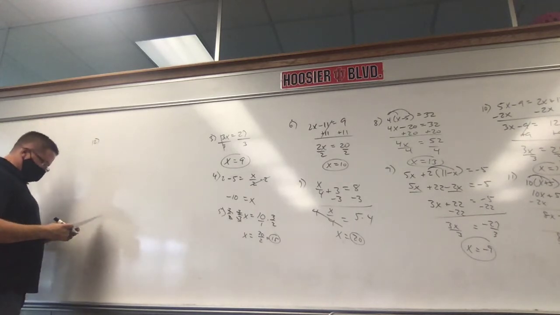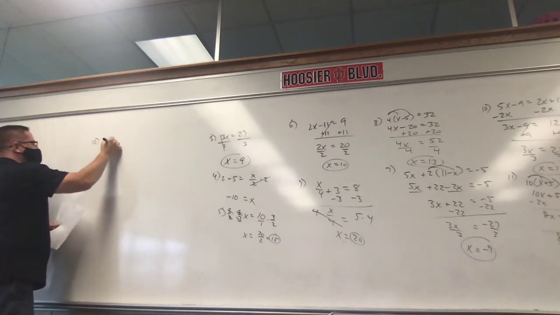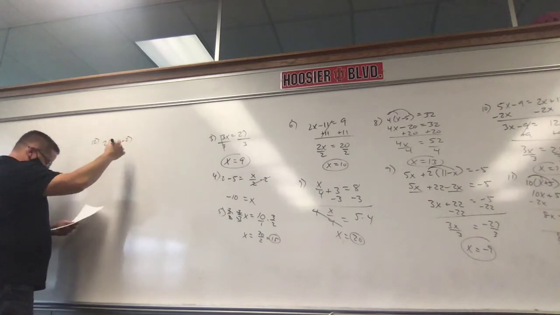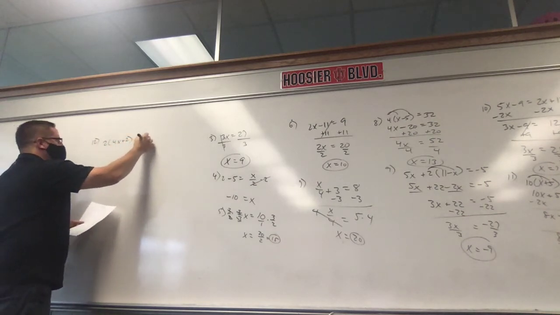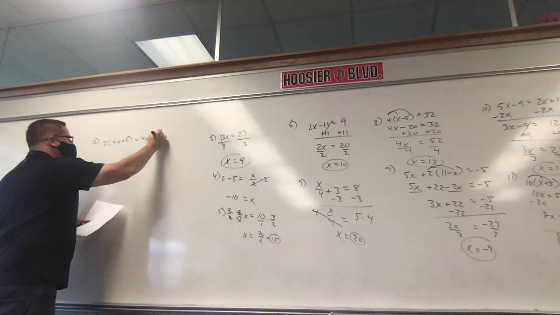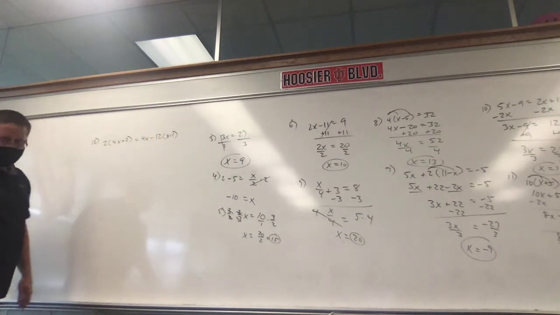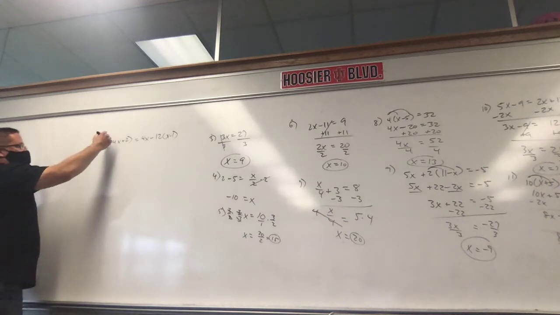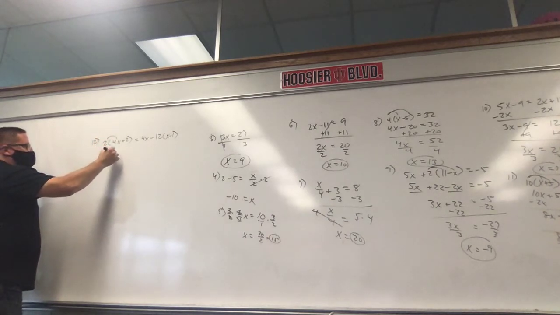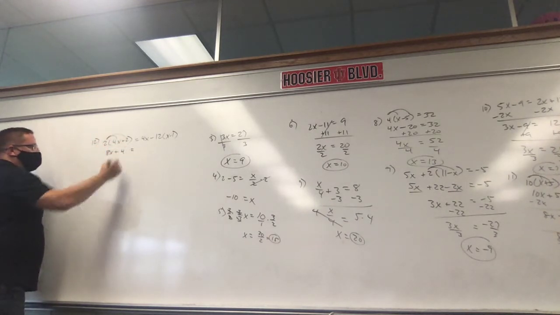Okay, number 12, we have 4x plus 2 is 4x minus 12. This one's a little tricky. It's a little bit tricky. And here's where it's tricky. On the left, we're going to distribute. Nothing hard there. 2 times 4 is 8x plus 2 times 2 is 4 equals.